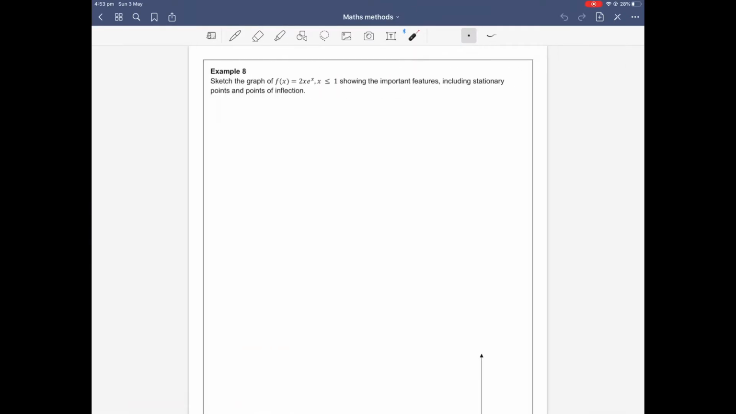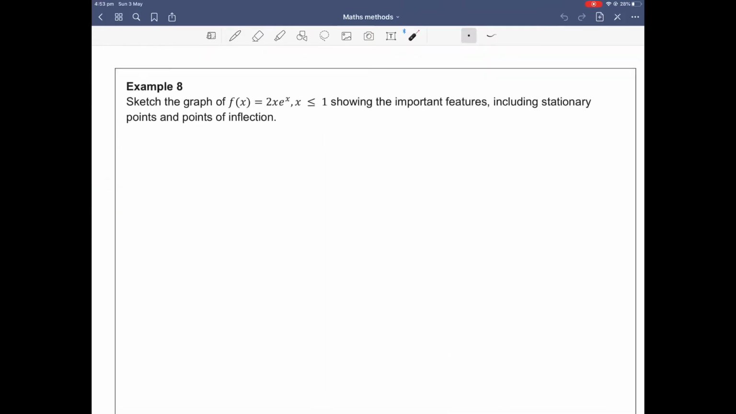Alrighty, so let's do one more sketching application. Example 8. So we need to sketch the graph of 2x e to the x for the domain of x is less than or equal to 1, showing all the important features. This one's a little bit trickier because it's not your normal polynomial, it involves some sort of exponential as well. So let's write down our function.